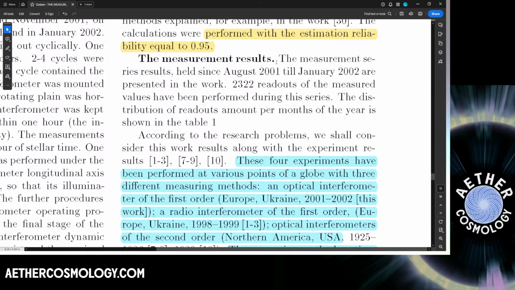The measurement results from the series held from August 2001 till January 2002 are presented in the work. 2,322 readouts of the measured values were performed during the series. The distribution of the readouts per month of the year is shown in Table 1.